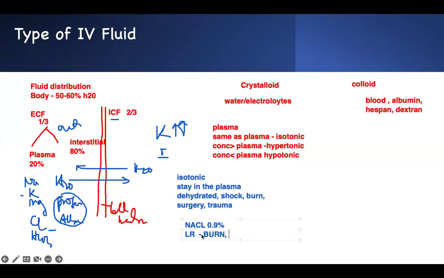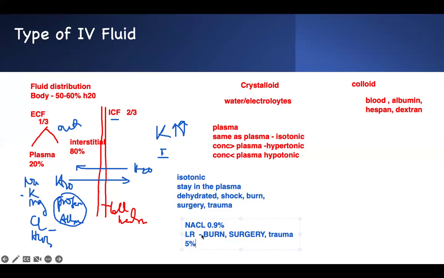And even surgery, if you're going to have surgery, this is what we use. For a trauma patient, we like to give them lactated Ringer's to prevent a massive amount of sodium chloride that will cause acidosis. So these are very, very good fluids. This you have to know.